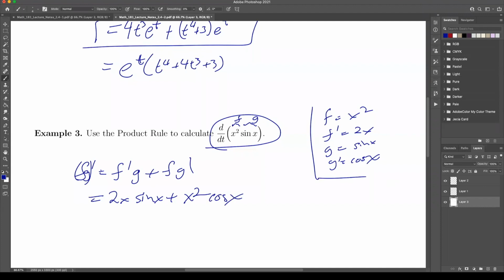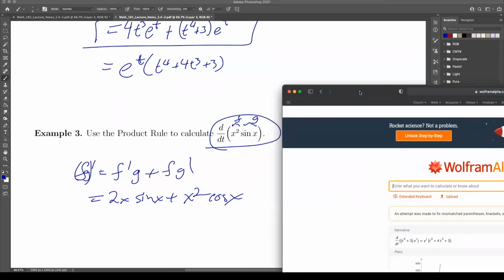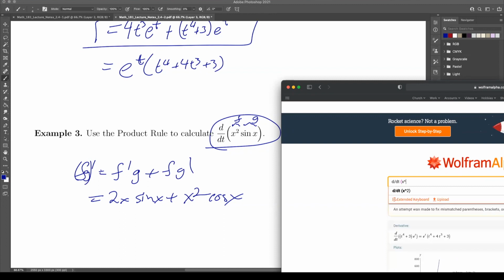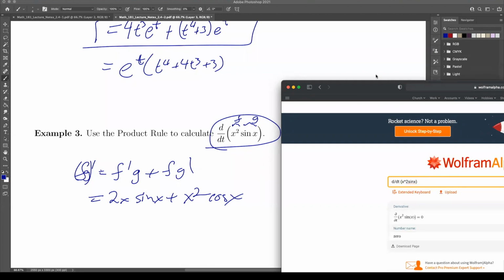Now, if I wanted to type this into Wolfram Alpha to check it, how would I do that? Well, let me show you how. You literally just type it in, kind of as you see it here. You put d/dt, then you put a comma or parentheses, and then you can type in x squared sine of x, close the parentheses, and then let it crunch through.